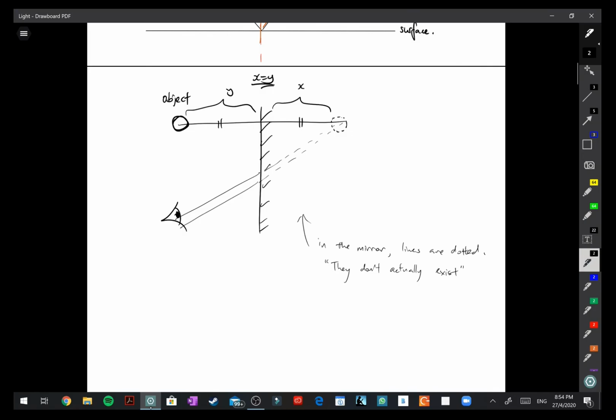So what do I draw next? These are actually my reflected rays.